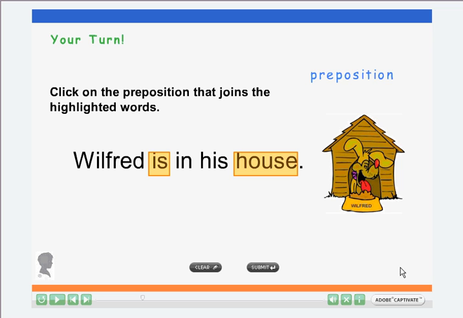You will remember that a preposition is a word that shows the relationship of a noun or pronoun to another word in a sentence. Here is a sentence that contains a preposition. Wilfred is in his house. The noun house and the word that is in relationship to it are highlighted. Can you identify the preposition that joins them? Click on the preposition in this sentence.